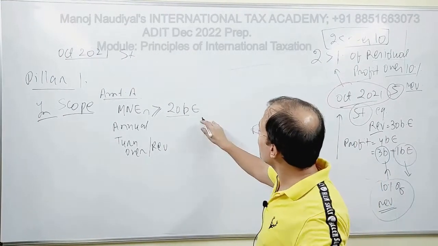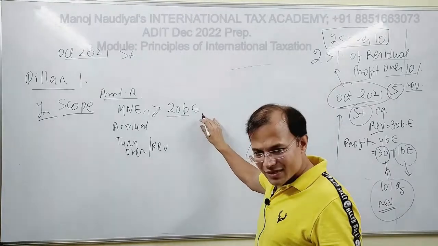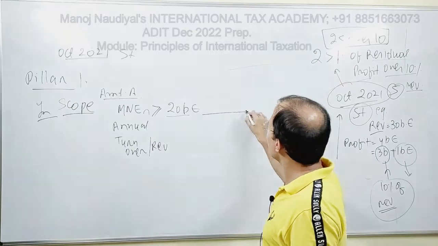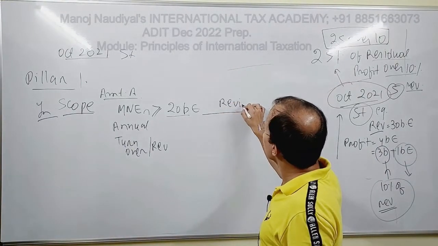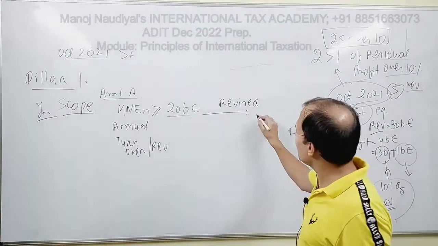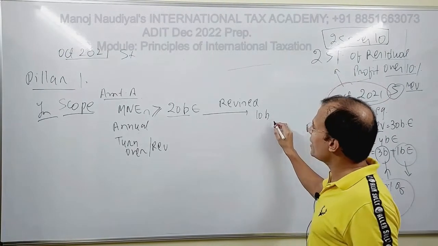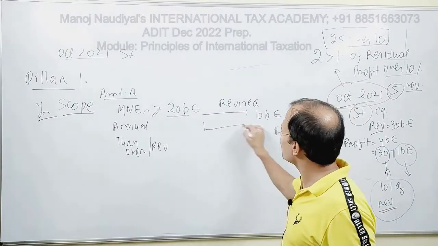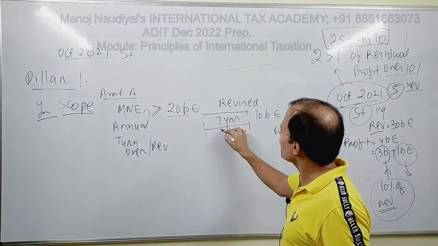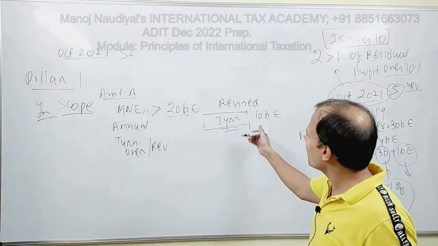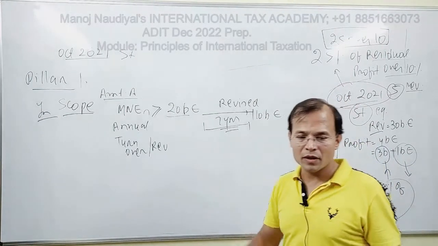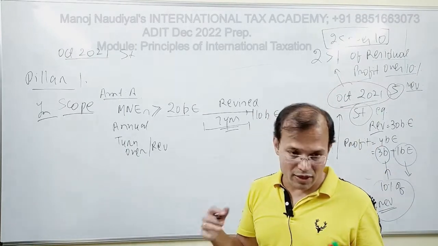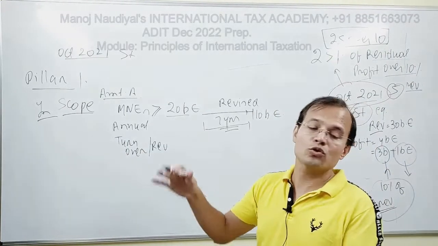Okay, 20 billion euros, and this threshold of 20 billion euros will be revised and brought down to 10 billion euros. But this revision will take place after 7 years, and then the revision will be completed in 1 year. So effectively 8 years. After 8 years, you can expect that the threshold for the in-scope MNEs will be reduced to 10 billion euros.